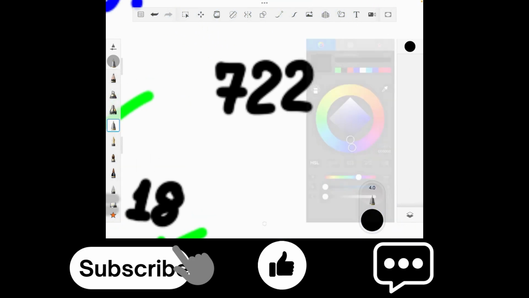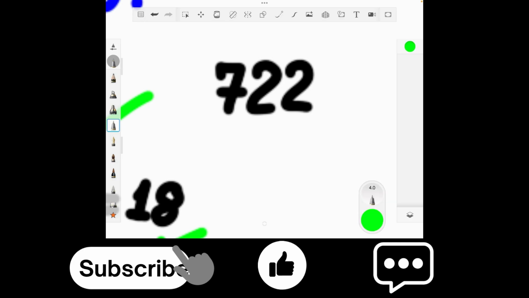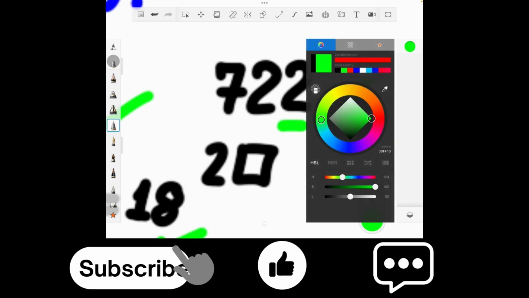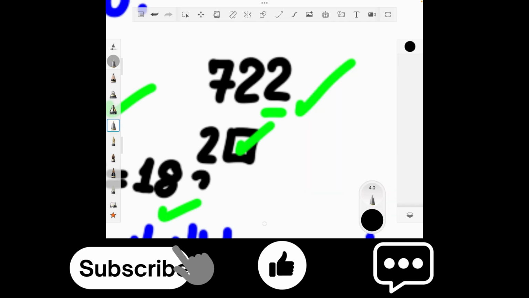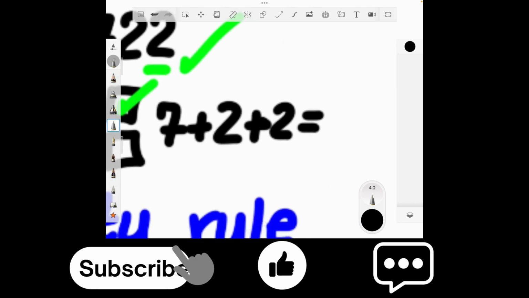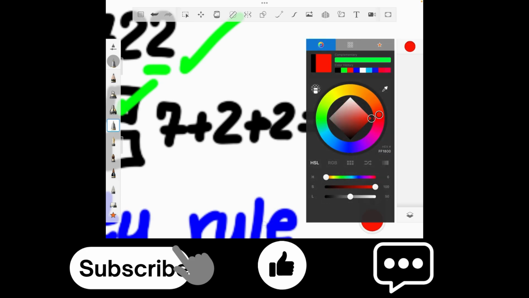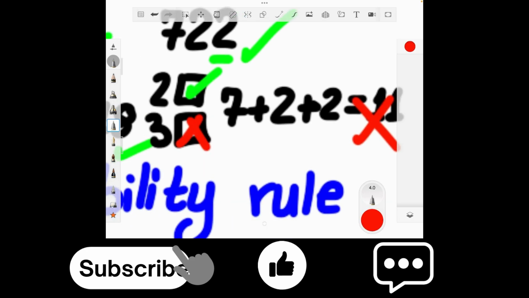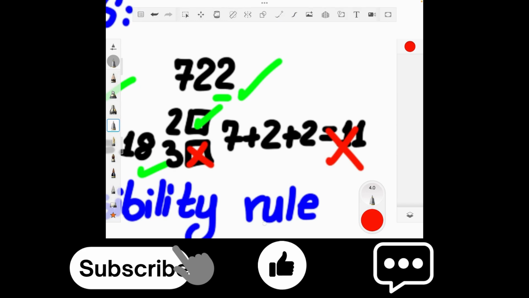722. We need to see the last digit of the number because it's the divisibility rule of 2, and this number is divisible by 2. So 2 is correct. We're going to analyze the 3. So 7 plus 2 plus 2. 7 plus 2 is equal to 9 plus 2 is equal to 11. So this number is not divisible by 3 because 11 is not divisible by 3. So this number is not divisible by 6.